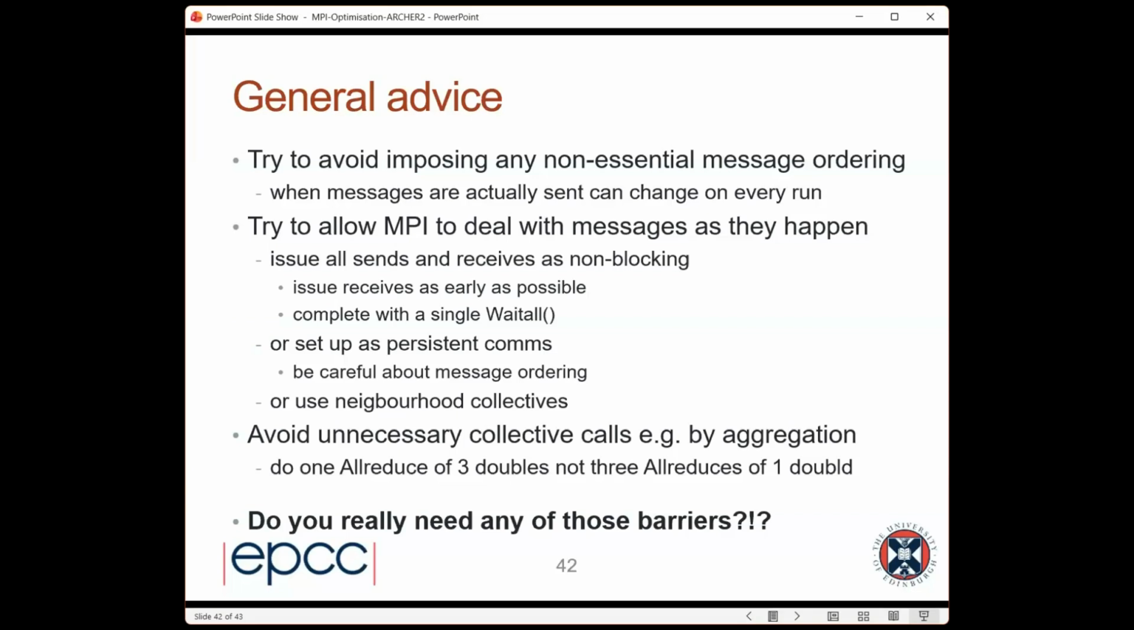So if you can post the receives at the end of the previous iteration rather than the start of the new iteration, that might help, because when you post your sends, the receives are already there. And so you don't get this problem that you have unexpected messages coming in. If you can post the receives first, that's a good thing to do. You could try setting up persistent communications or use neighborhood collectives.